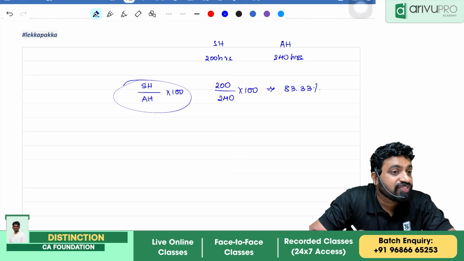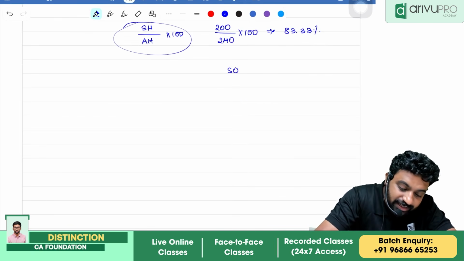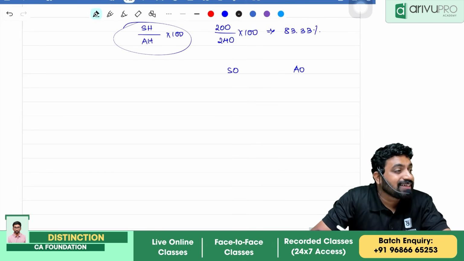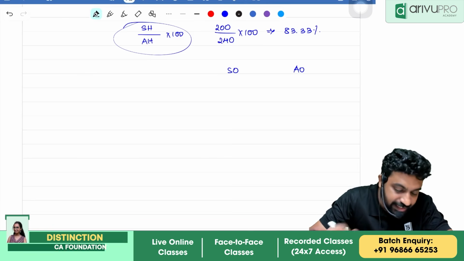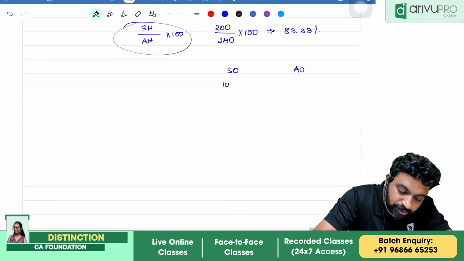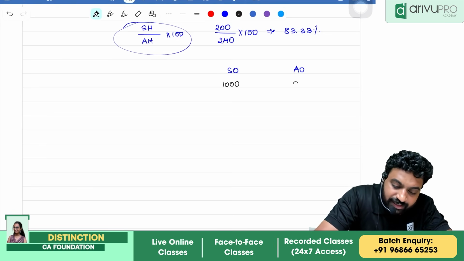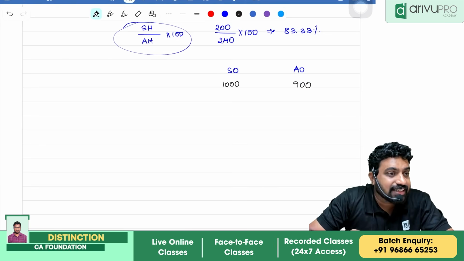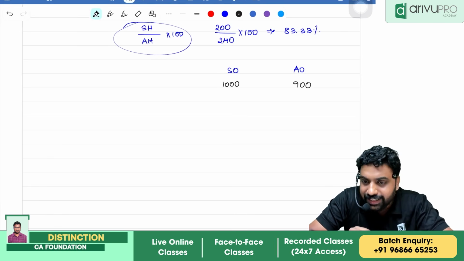Now, what if they ask for the efficiency ratio in terms of units? Let's say standard output and actual output. What do you mean by standard output? In the time taken, how many units you should have produced at 100% efficiency. Let's say you should have produced 1000 units, but actually you produced 900 units, in let's say 10 hours.